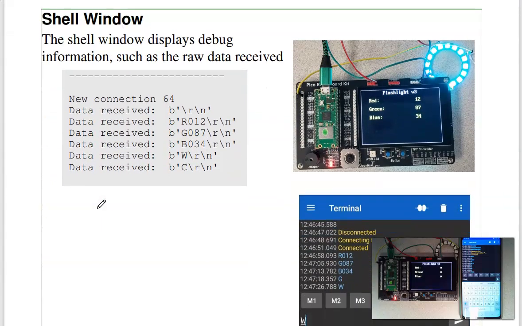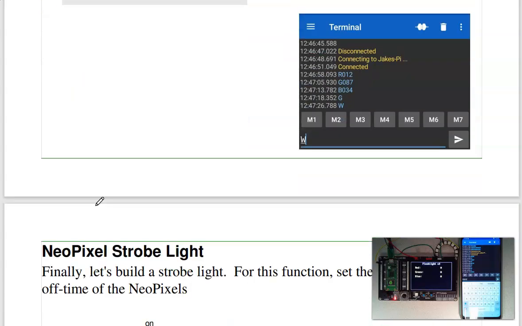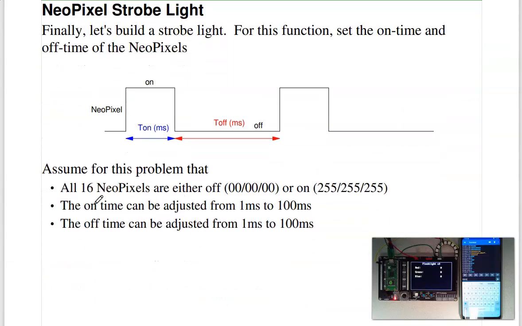And again, the shell window is just for debug information. Finally, let's build a strobe light. There's a couple ways to do a strobe light or to specify it. What I'm going to do is assume I'm going to specify the on time in milliseconds, the off time in milliseconds, and I can turn the strobe light on and off. So there's really just 4 commands. I'll also assume that all 16 NeoPixels are the same brightness level, and they vary from 0 to 255.